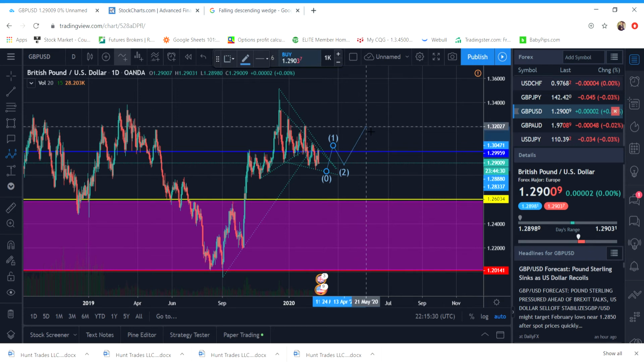Our first target is at 1.3207, which is one of the last highs, or it could be a little bit lower, 1.3148. So let's just go in between. And that's your first breakout point. You can take profit, or you can ride this thing out, or you can take partial profit depending on how many lots you're trading.